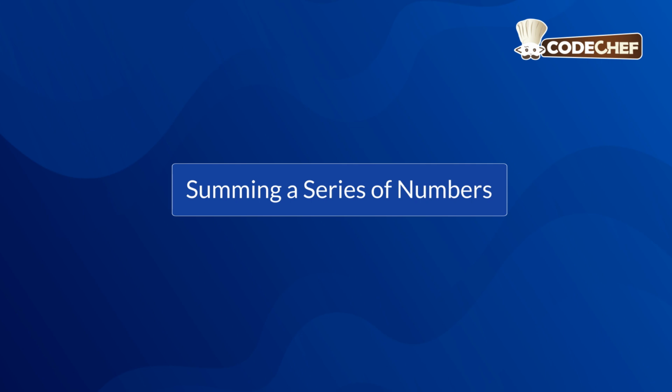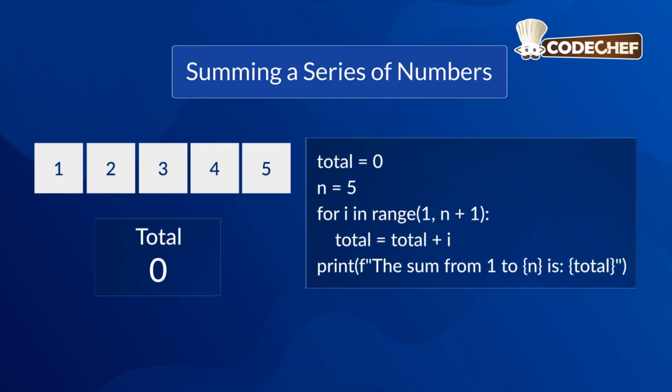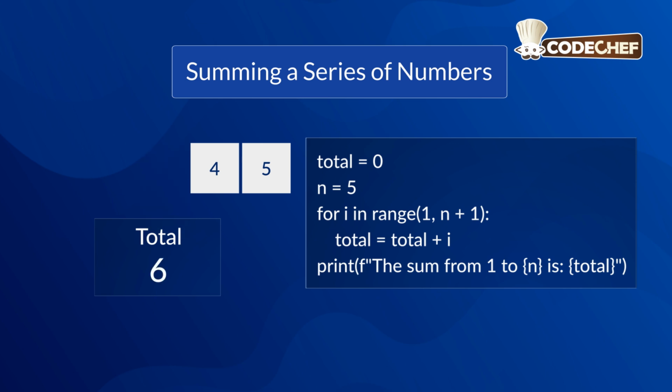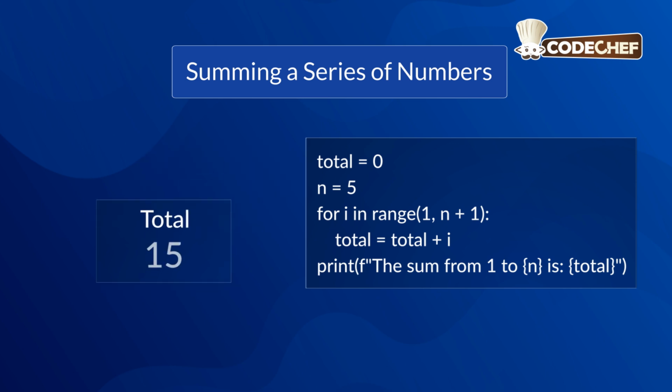Remember the accumulator pattern? It's even simpler with a for loop. We initialize a total to 0. Then, our for loop generates the numbers from 1 to 5. In each iteration, we add the current number to our running total. When the loop is done, we have our final sum.